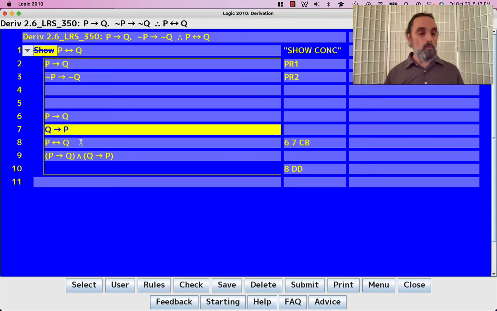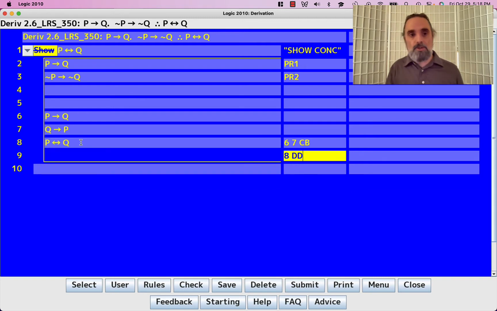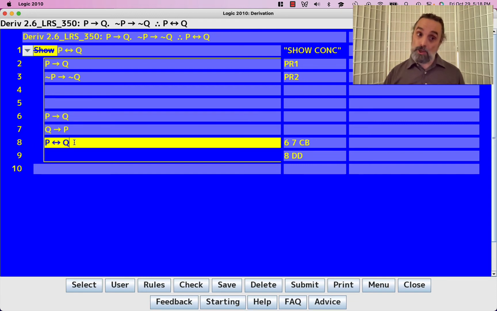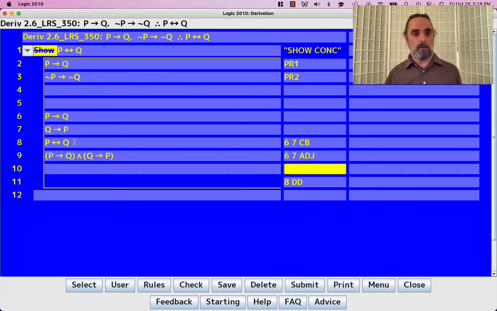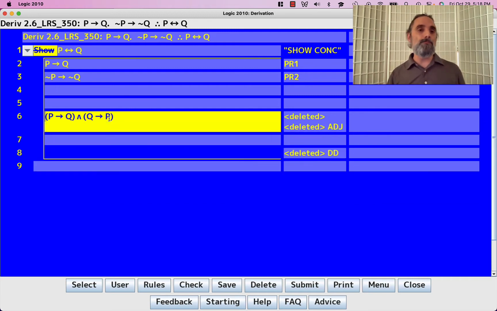So what we're going to do is basically just what we would do with conjunctions, except that we're going to go from two conditionals to the biconditional. Instead of saying 6, 7, ADJ, we're going to say 6, 7, CB. So we need to get these two and stick them together. Fortunately, we already have if P then Q because that's premise 1. So what we need to do is get if Q then P. We need to get premise 2. We need to get the other half of the biconditional and then just stick them together.